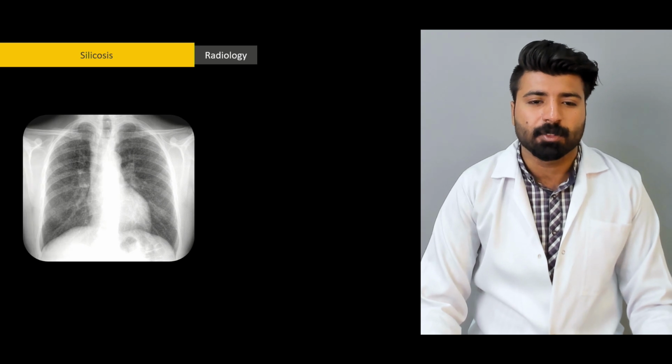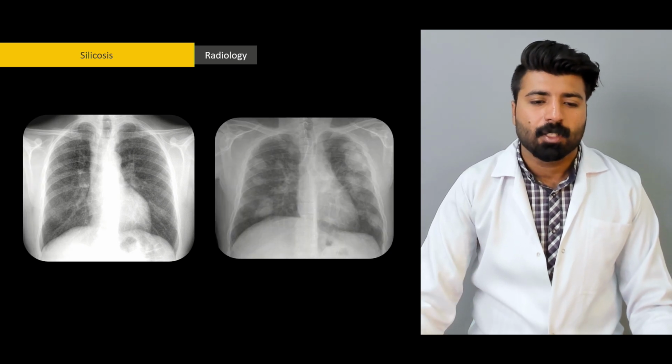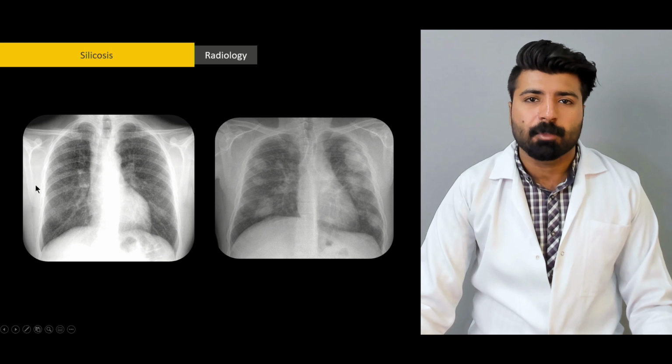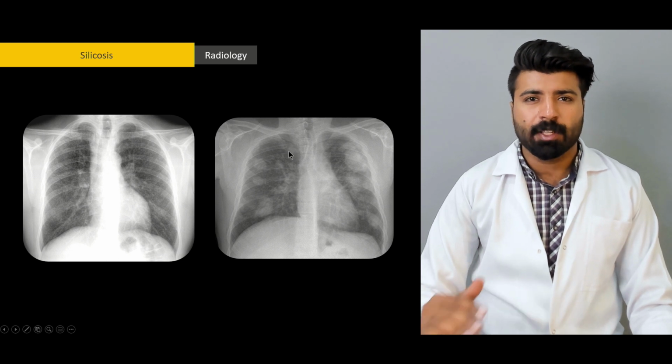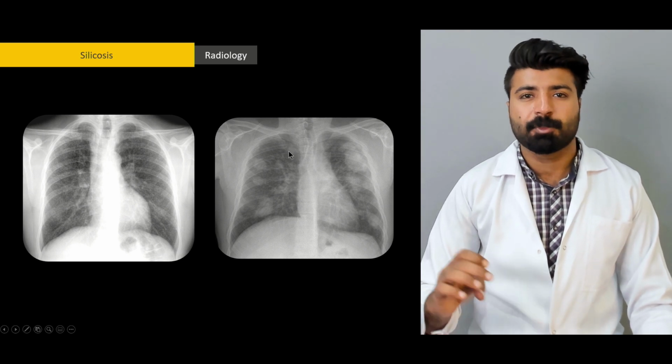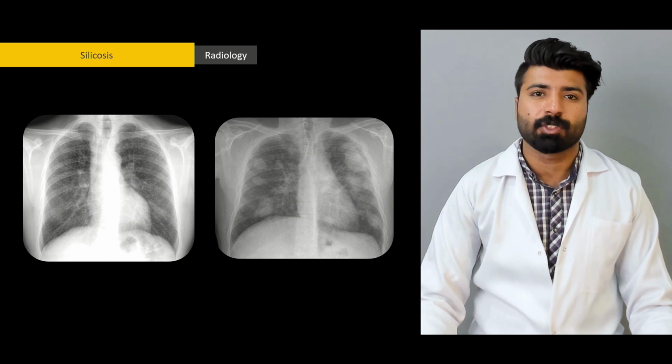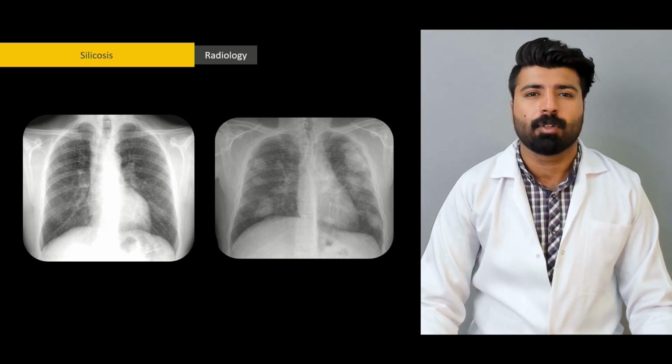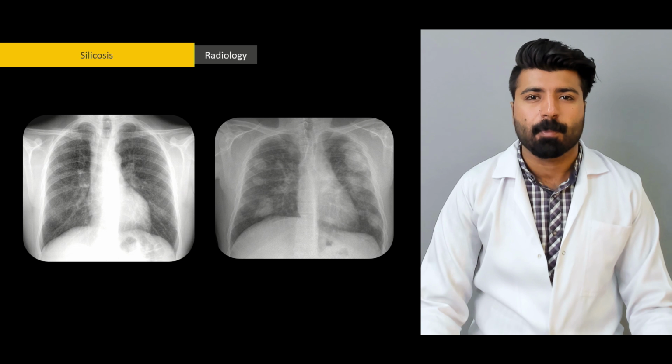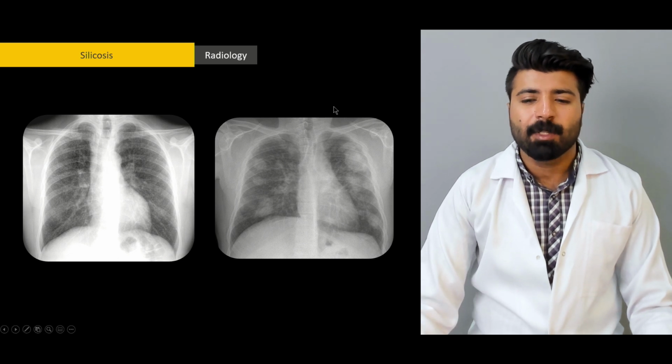So, when you go for a chest PA X-ray of the patient, what will you see on the chest X-ray? What will you see on radiology? Let's compare. This is a normal lung, normal parenchymal tissue, but this is a patient who is suffering from silicosis. What do you think will be the area most subjected to silicosis? What lobe do you think will be most affected? It will be the apical areas.